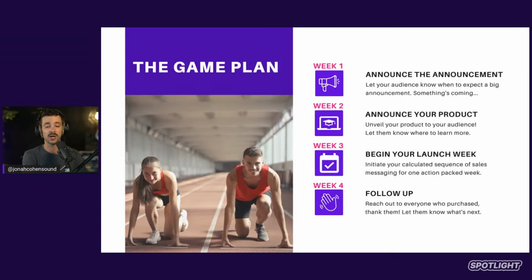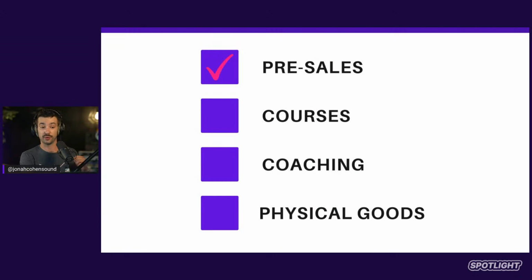And once again, I do want to reiterate that this works for pre-sales. It works for selling your courses. It works for coaching. And it also works for physical goods. This system just simply works for anything. And if you end up wanting to make an evergreen course, so having it available full time, you can use this exact same system just for the pre-sale discount price. And then after week 3, the course is just evergreen, available for whatever full price it is.